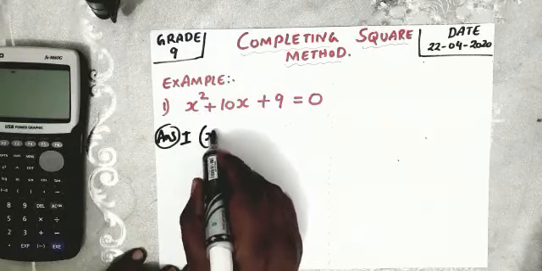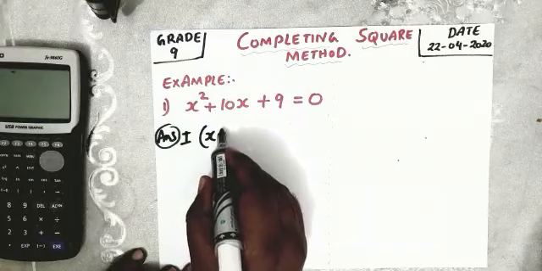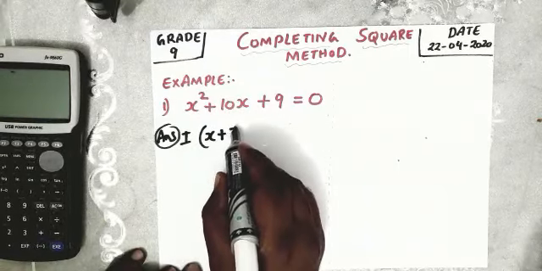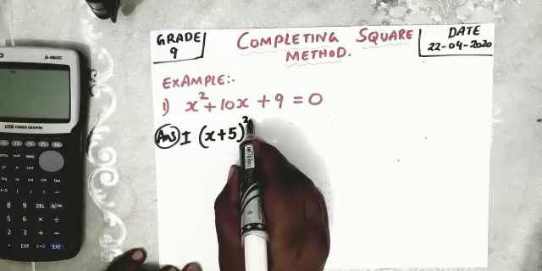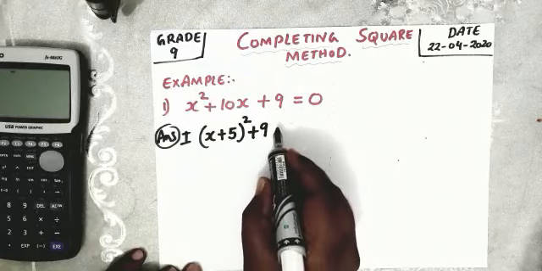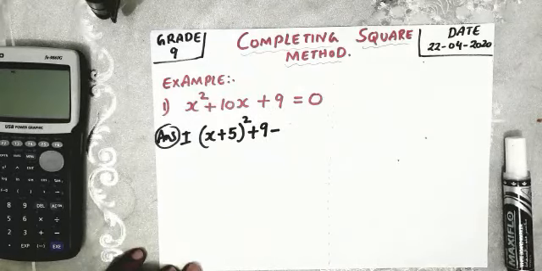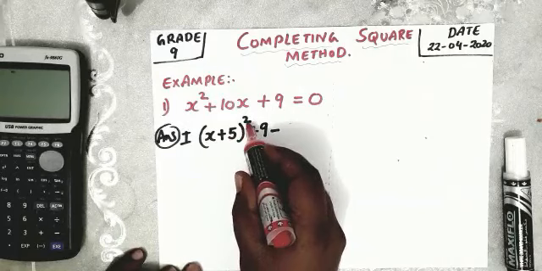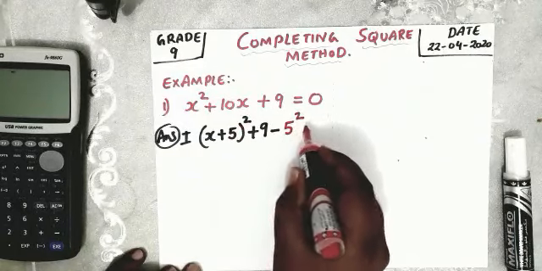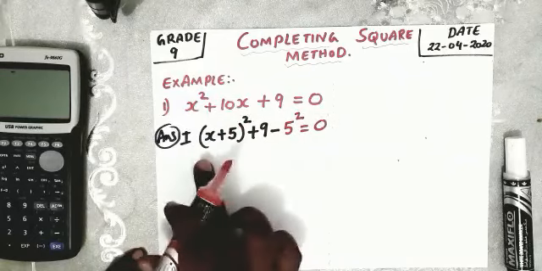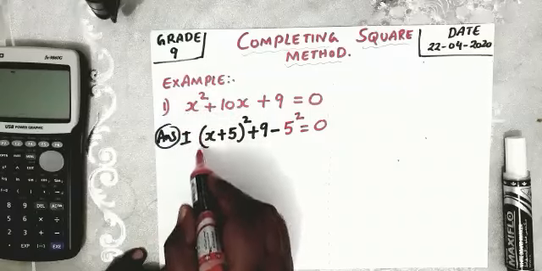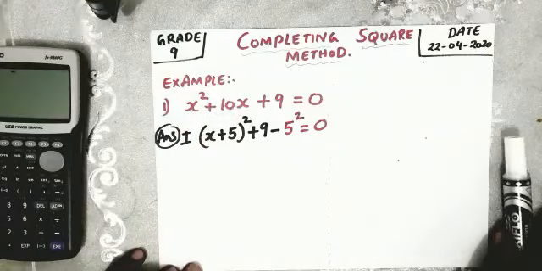I will take the x, follow the same sign, take the half of 10, which is 5 square, plus the constant, minus of what? Minus the square of the second term, which is 5 square. So I'm just doing it like a vertex form, carrying on the same steps. And as there is no constant, it is going to be faster and easier.